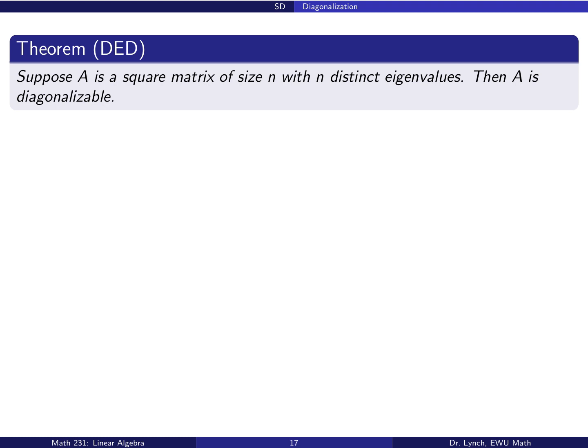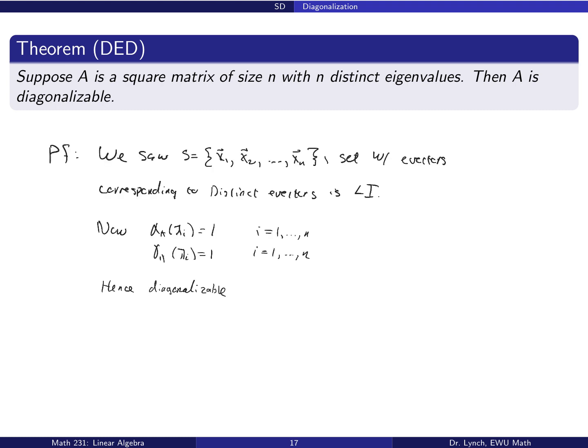When A has n distinct eigenvalues, A is diagonalizable. The proof of this theorem is based on a proof that we showed previously, namely that when eigenvalues are distinct, eigenvectors are linearly independent. So we see that the algebraic multiplicity of each eigenvalue is 1. The geometric multiplicity of each eigenvalue is 1. Those multiplicities are all the same, so the matrix is diagonalizable.